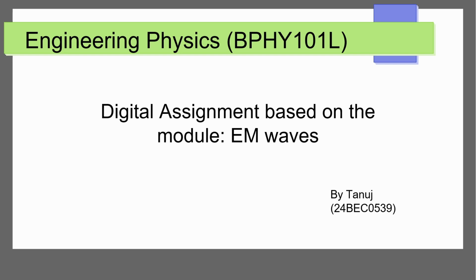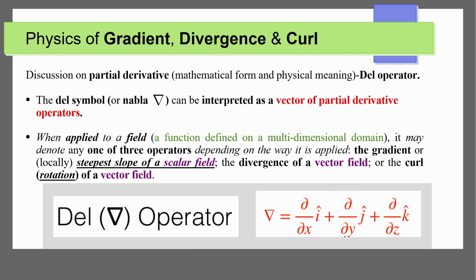So, without further ado, let us begin. First of all, let us start with the del operator. The del operator is a vector differential operator that acts on scalar and vector fields. In 3 dimensions, we can see that the del operator can be written as dou by dou x of i cap, dou by dou y of j cap, and dou by dou z of k cap.